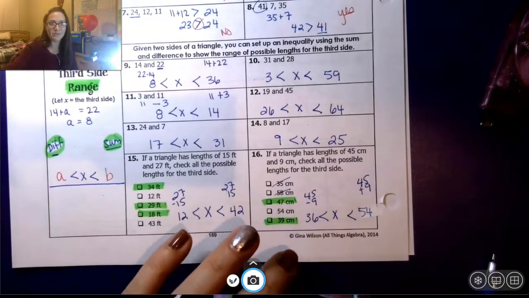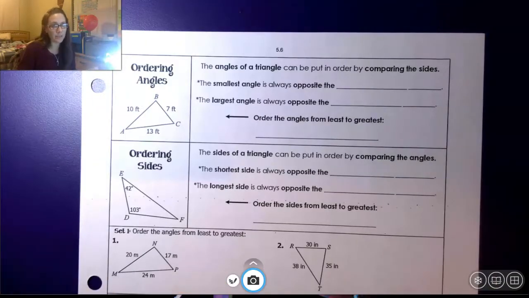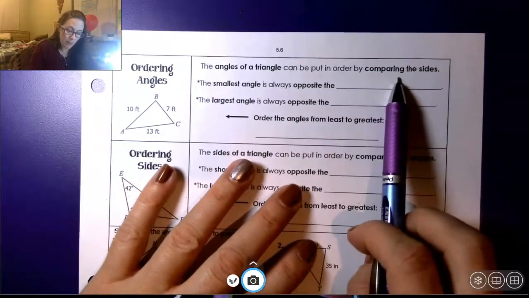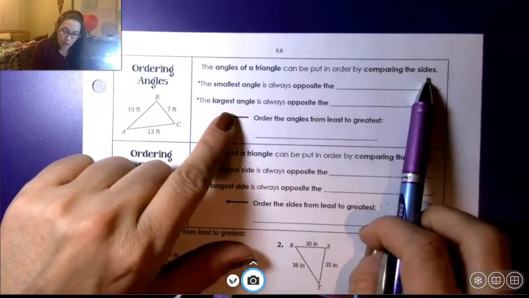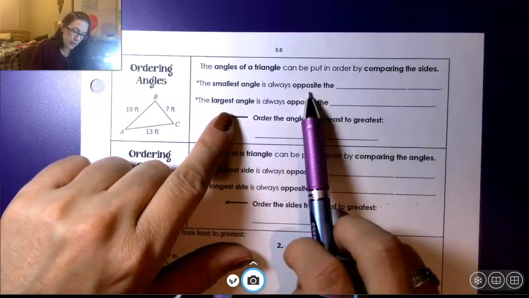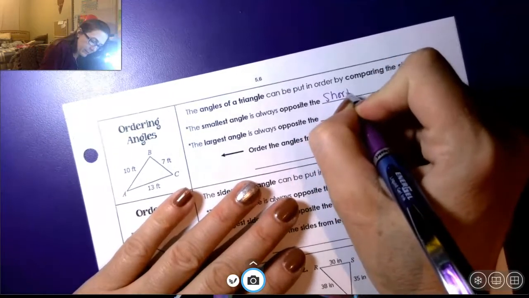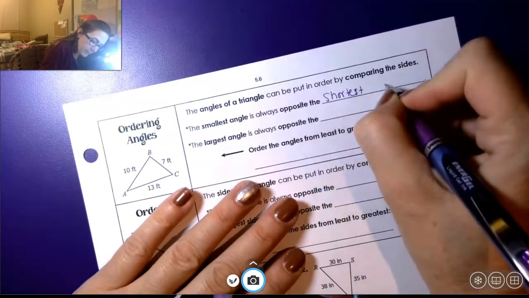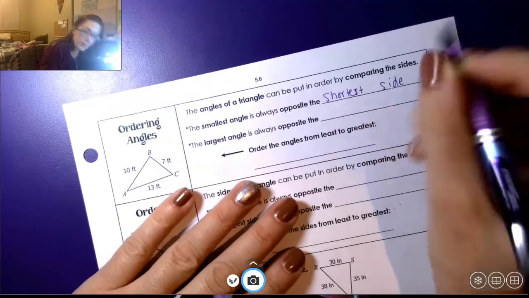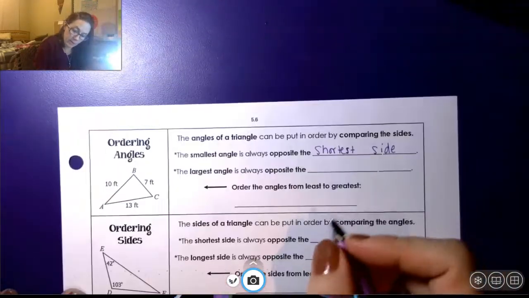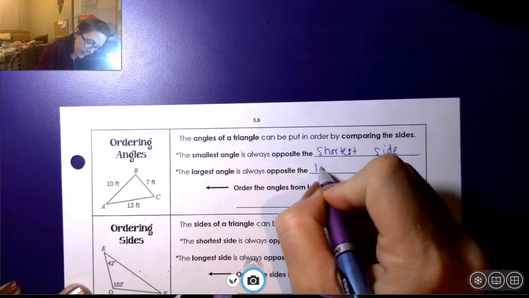Okay, I'm going to pause and go to the next page. Okay, so our next page for 5-6, I really like this slide too because I think it's intuitive. It's something you can really see when you look at the triangles. The angles of a triangle can be put in order by comparing the sides. The smallest angle is always opposite of the shortest side. And the largest angle is always opposite of the longest side.